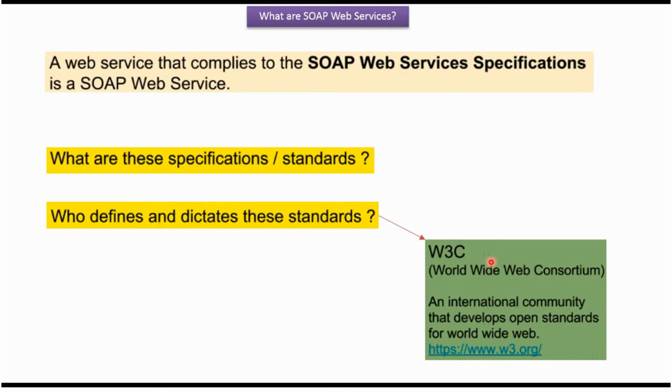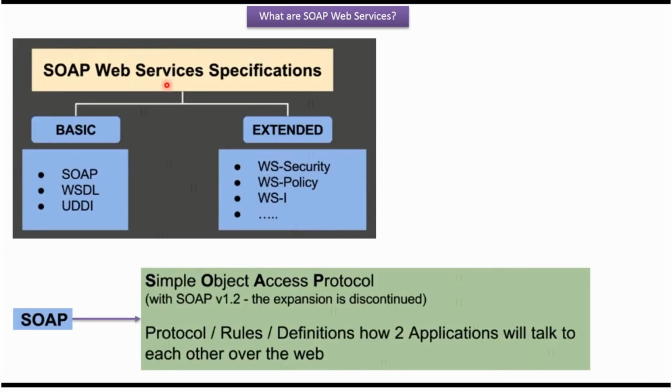The answer is, there is an international community that develops open standards or specifications for the World Wide Web, and it is called W3C, or World Wide Web Consortium. SOAP web services specifications are defined by W3C, and they have two categories: the first one is the basic set, and the second one is the extended set.